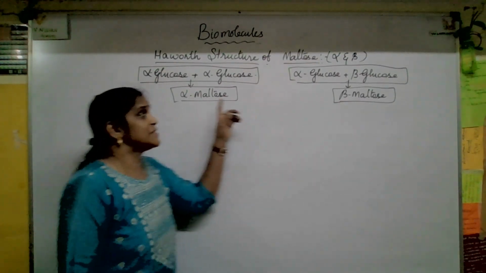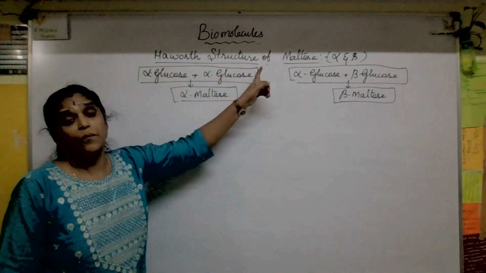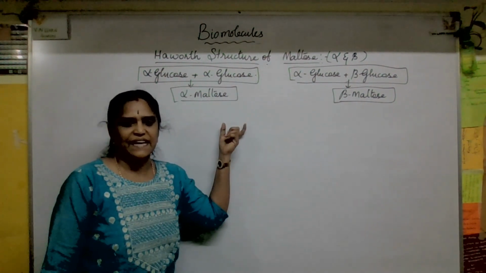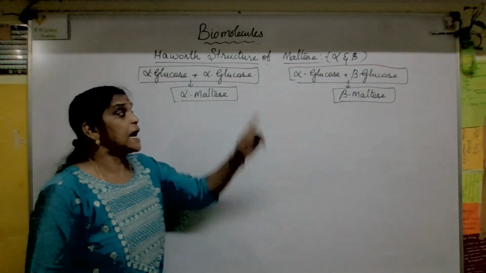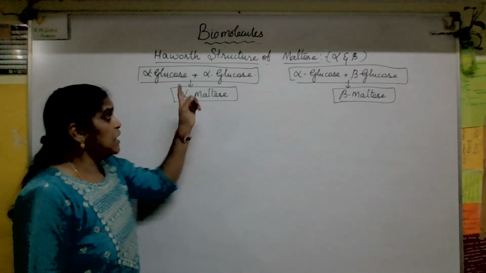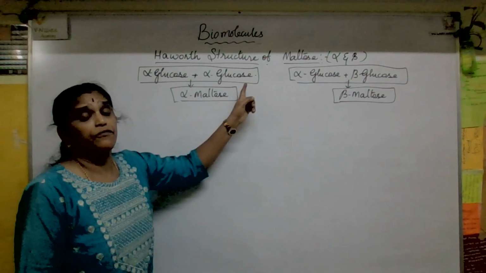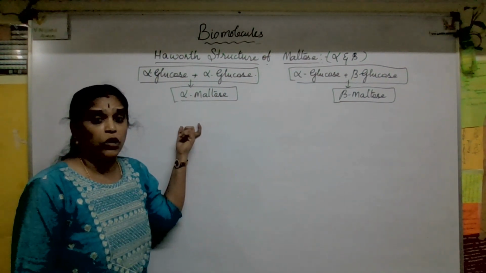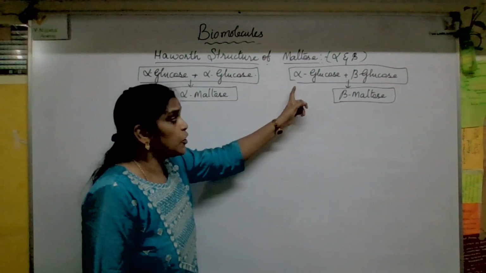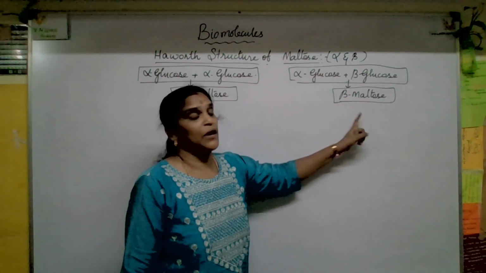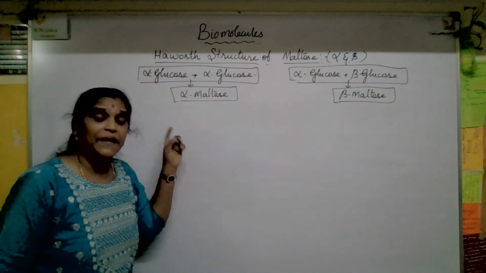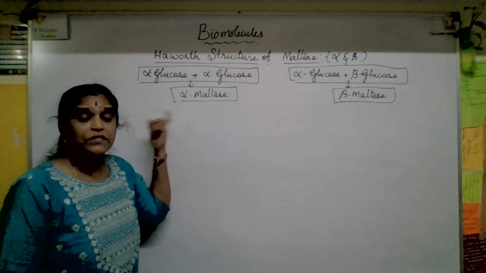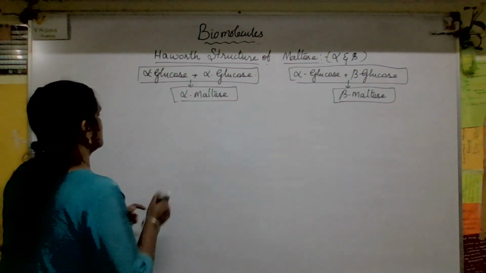Let us go and analyze the structures, the Haworth structure of the disaccharide. Now we are going to see the structural formula of maltose, one of the disaccharides. Alpha glucose and alpha glucose combine to form alpha maltose. In the same way, alpha glucose and beta glucose combine to form beta maltose. Remember alpha, beta, glucose and fructose. Now come on, let us go for it.